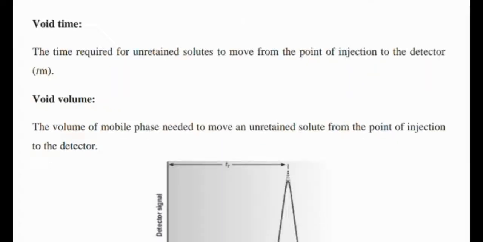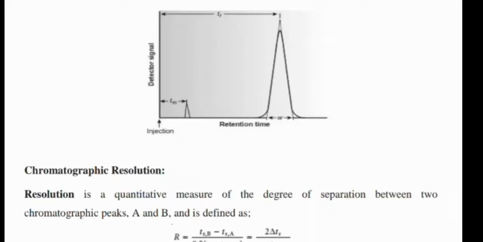Void time is the time required for unretained solutes to move from the point of injection to the detector. Void volume is the volume of the mobile phase needed to move an unretained solute from the point of injection to the detector. Chromatographic resolution.